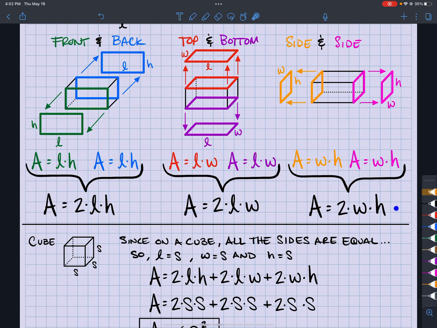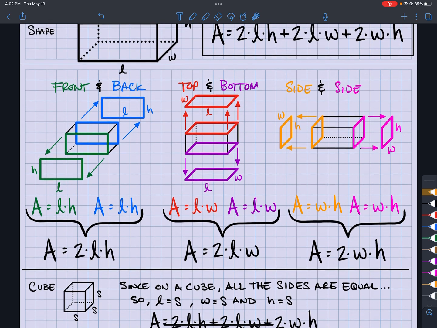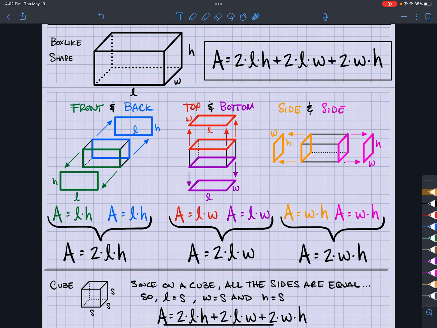And these two are the same, so I got two of these. So the grand total of the surface area for this box-like shape would be something like this right here. Two of these plus two of these plus two of these. That will make the total surface area.